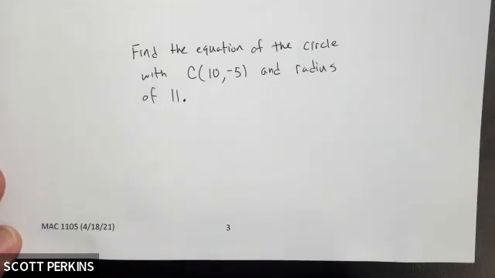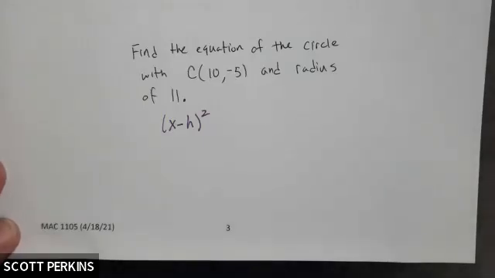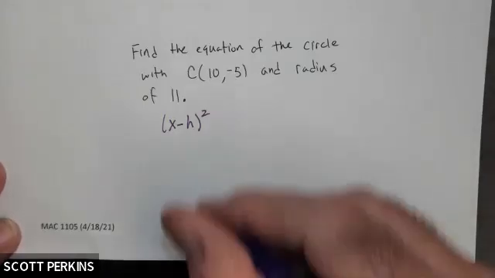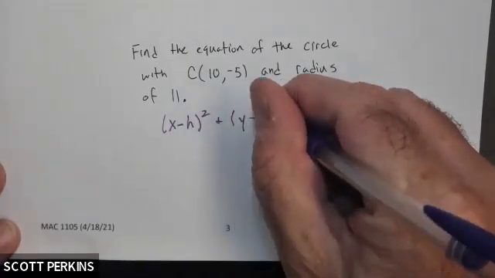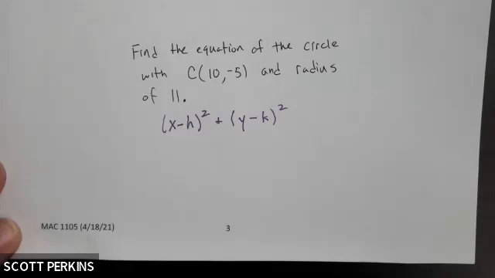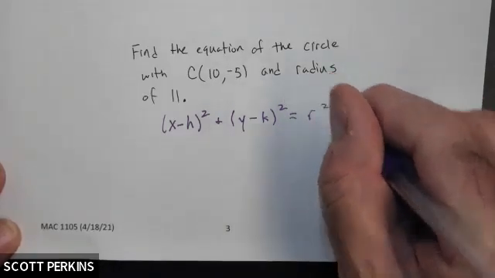Okay, so the center radius form of a circle is given by this. This is what we saw last time. It is x minus h, which is the x coordinate of the center, plus y minus k, which is the y coordinate of the center, is equal to the radius squared.